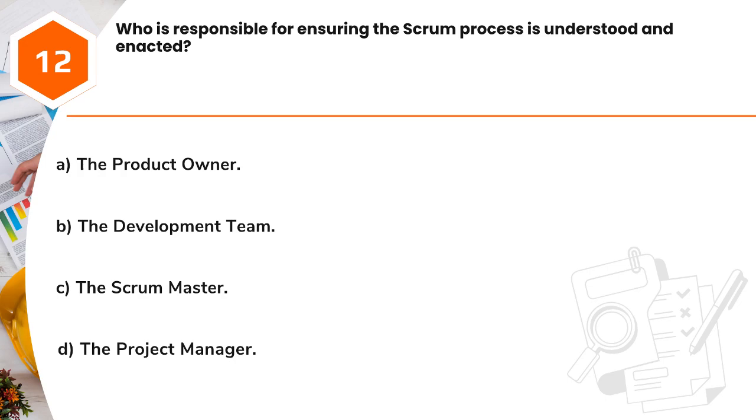Question 12. Who is responsible for ensuring the Scrum process is understood and enacted? A. The product owner. B. The development team. C. The Scrum Master. D. The project manager.